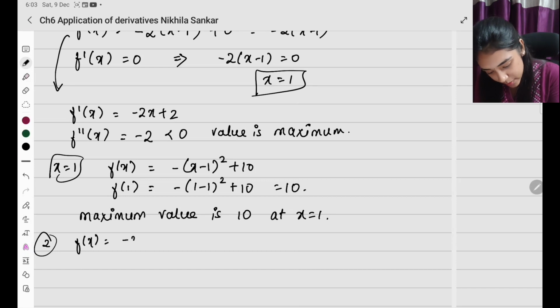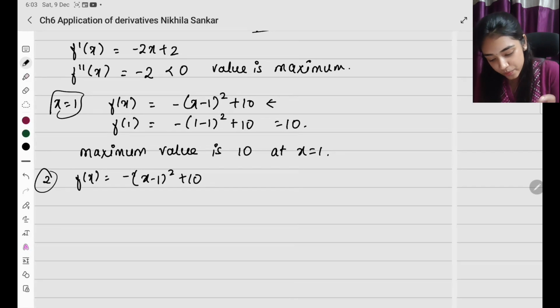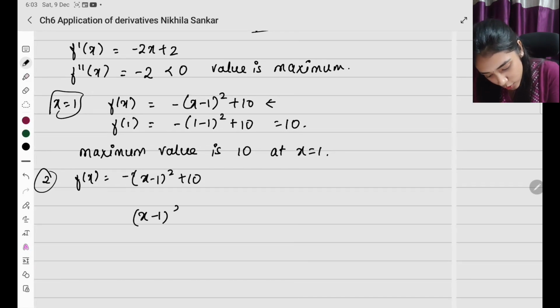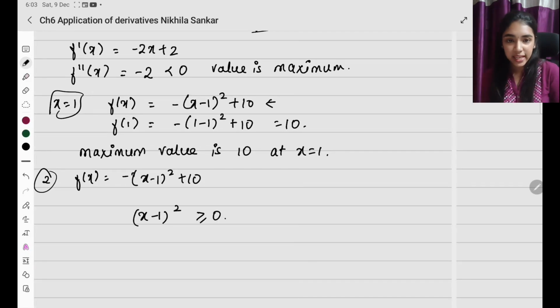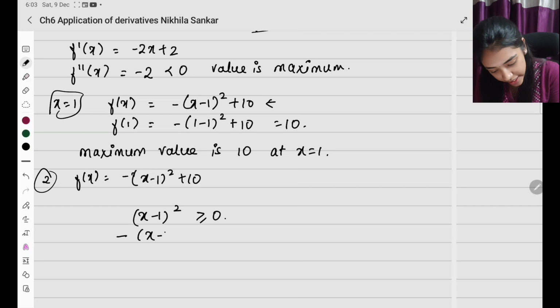So f of x equals minus of x minus 1 the whole square plus 10. இங்கே இருக்கு. So I know that x minus 1 the whole square term is going to be greater than or equal to 0. So this is my square term. If I have a minus in the question, so when I multiply by minus on both sides, x minus 1 the whole square, minus ala multiply panna, you have to know that the inequality reverses. Correct? Minus ala multiply panna, the inequality reverses.